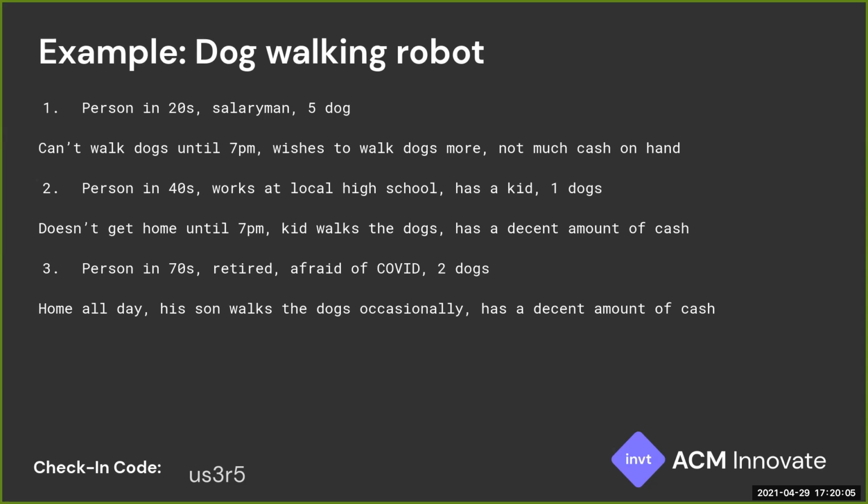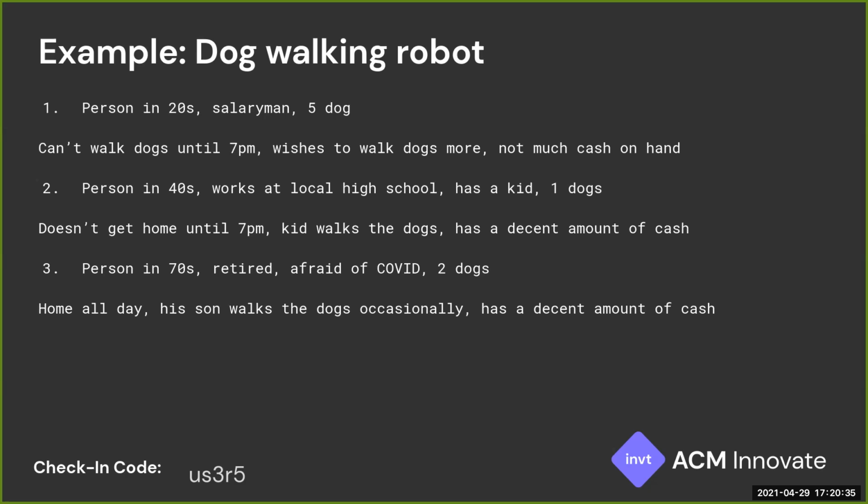And another person might be a person in their 40s. They work as a teacher at a local high school, and they have a kid, and they have a dog. But their kid walks the dogs, so they don't really have a use for the dog walking robot. But they do have a decent amount of cash, so that is something to keep in mind as a first user who could potentially afford your product.